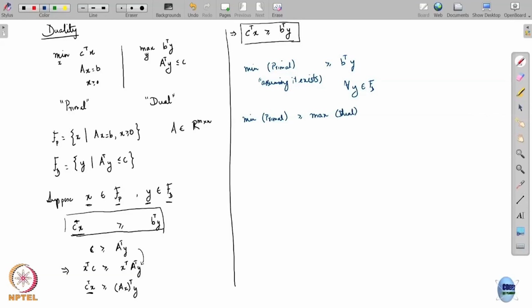In short, the optimal values of these two linear programs are related in this fundamental way, that the optimal value of the primal cannot go below the optimal value of the dual. The primal is looking to get the least possible value of a certain function of x. The dual is looking to get the maximum possible value of a certain function of y, but they have this kind of tension between them. You cannot bring the primal below the optimal value of the dual, and you cannot raise the dual any higher than the optimal value of the primal.